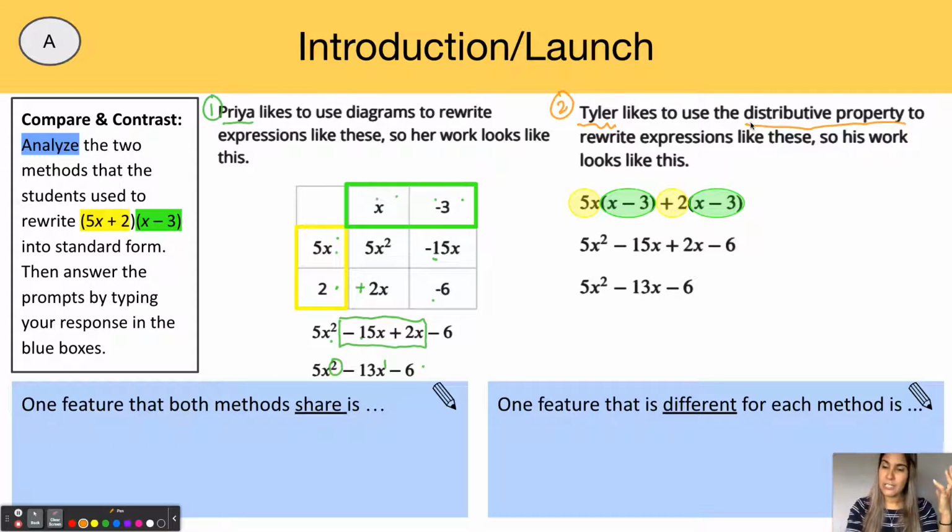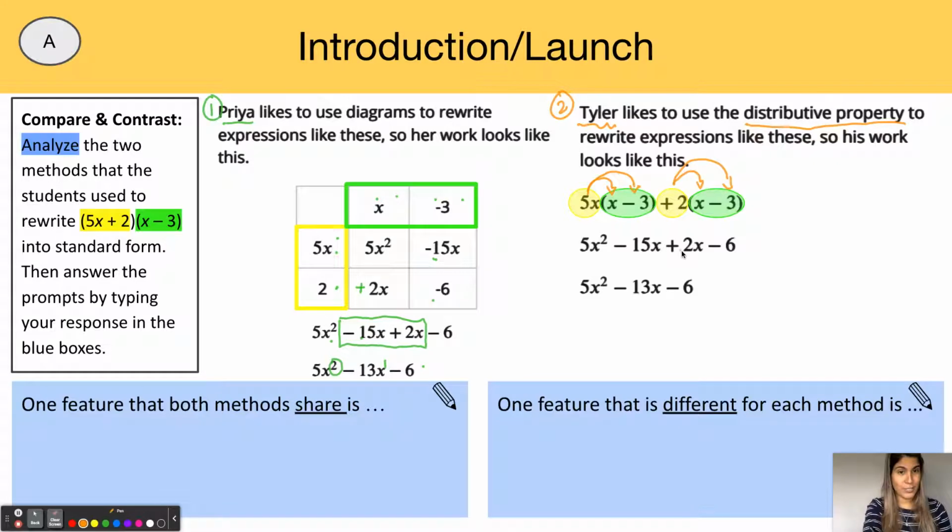So what Tyler did, he decided, okay, I need to multiply everything in here by everything in here. So I'm going to multiply 5x times x minus 3. So he rewrote it like this. Then 2 times x minus 3. So we are distributing 5x times x and 5x times negative 3, which gives us 5x squared minus 15x. And then plus 2 times x and 2 times negative 3.